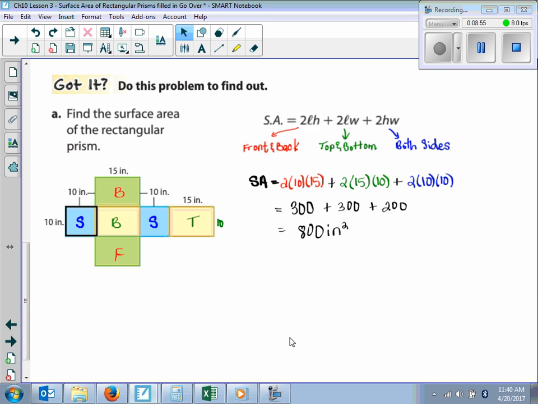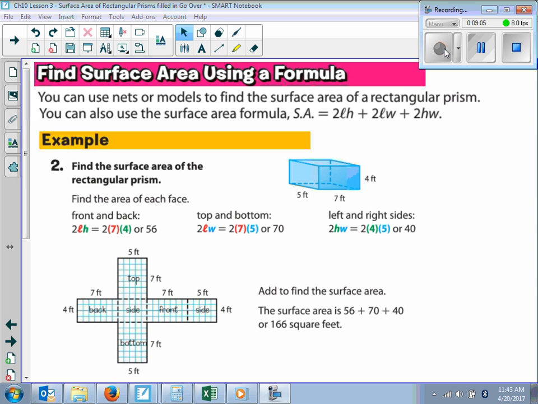Is everybody clear? Now remember, this is surface area, right? So because it's surface area, it's square units. All right, so now we're going to find surface area using that formula. Now that we've derived the formula, all you have to do is use it. You can use nets or models to find the surface area of a rectangular prism. You can also use a surface area formula to find the surface area.